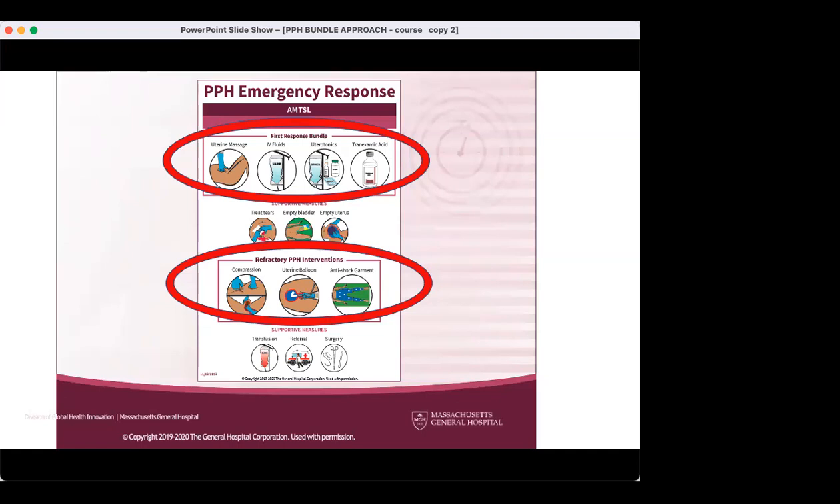The first is uterine massage. The second is the use of IV fluids. The third is the use of uterotonic agents. And the fourth is the use of tranexamic acid. So अगर PPH declare हुआ है, तो ये चार काम इकट्ठे होंगे.